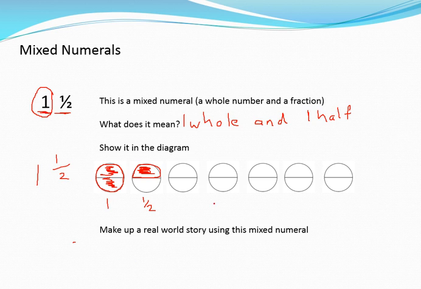Now in terms of this as an improper fraction, again, we just need to have a look at what we've got. If we want to make this into an improper fraction, we can see we're dealing with halves here. Each one of these is a half. So here I have 1 half, 2 halves, 3 halves. So that becomes, as an improper fraction, 3 over 2, or 3 halves.